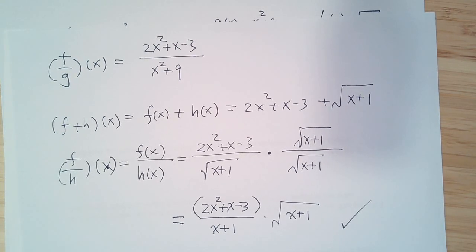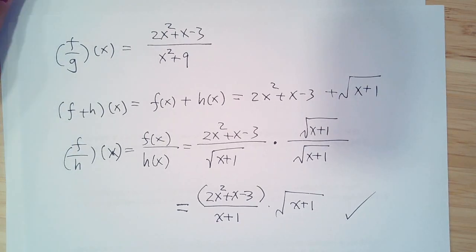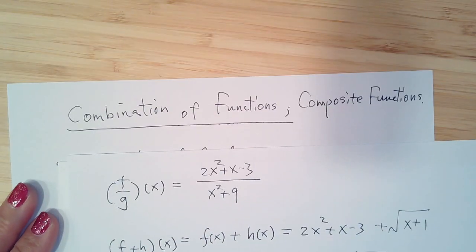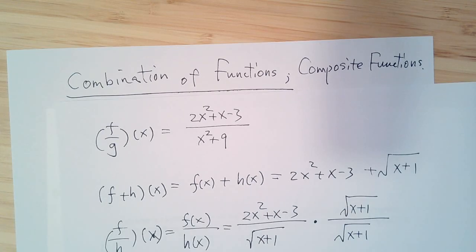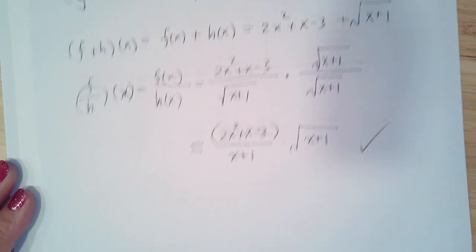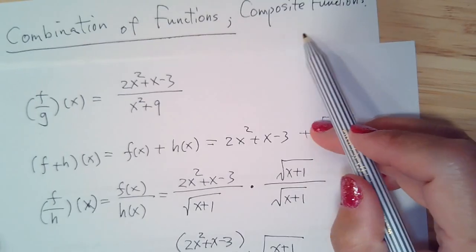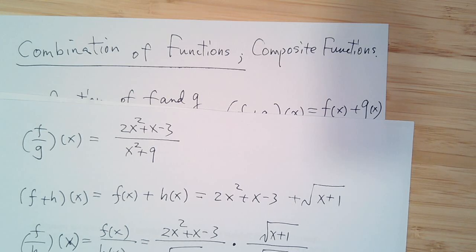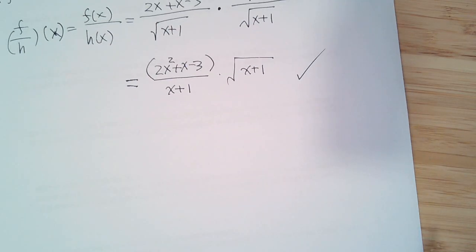All right, so I told you this section is going to be easy, right? That's called the combination of functions, including adding, subtracting, multiplying, and division. Now, what about the composite functions? Composite functions is basically a function of a function. What does that mean?